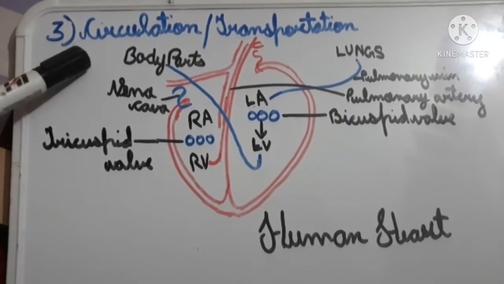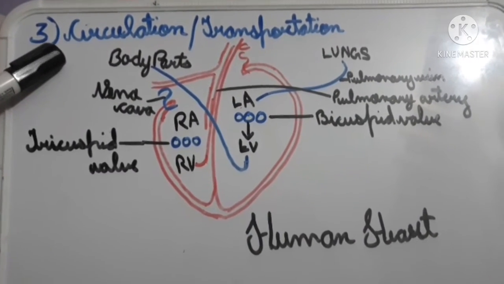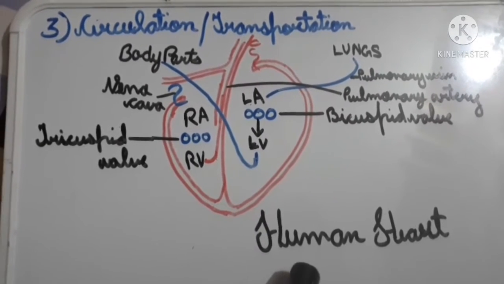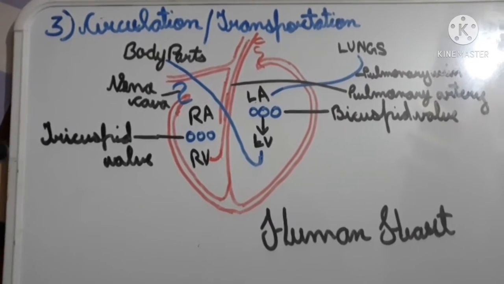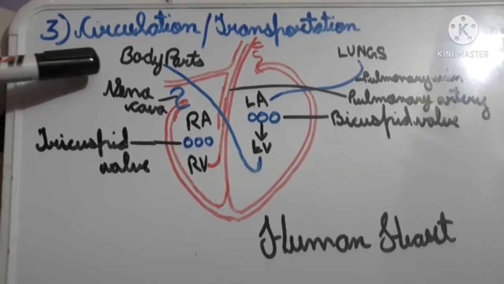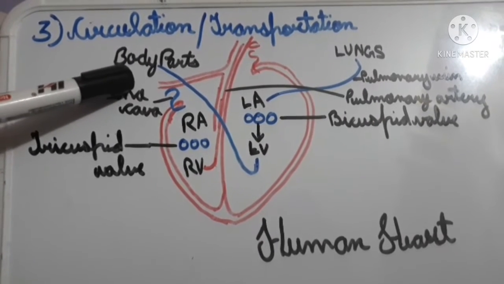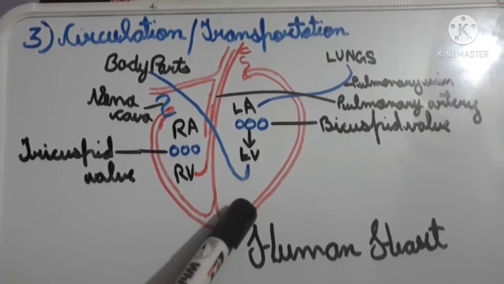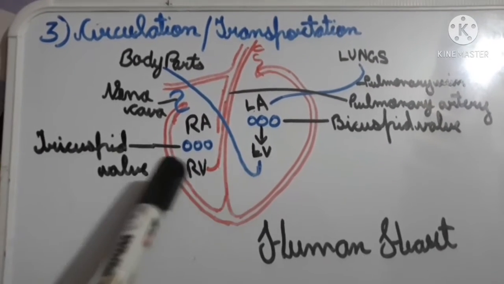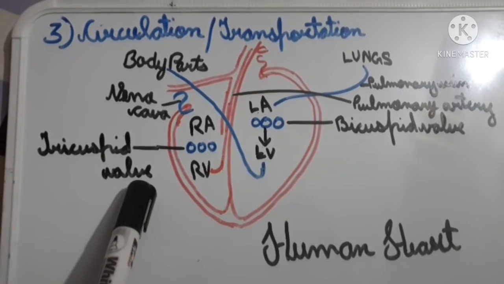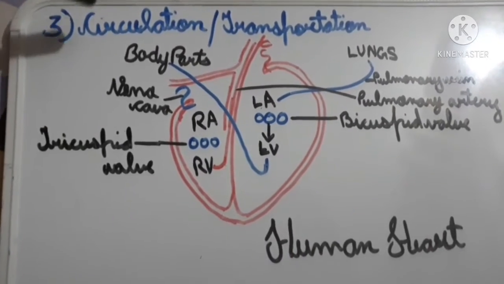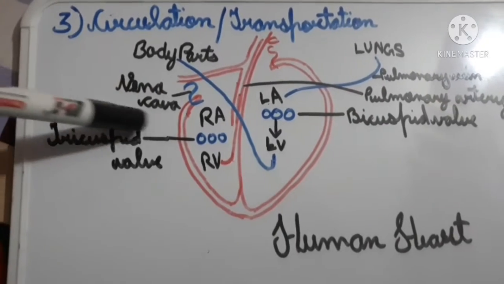Now it's our third process, circulation or transportation. Let's learn about the human heart. The human heart consists of right atrium, right ventricle, left atrium and left ventricle. Oxygenated blood is carried from the body parts to the left ventricle by the aorta. There are tricuspid and bicuspid valves in the human heart.